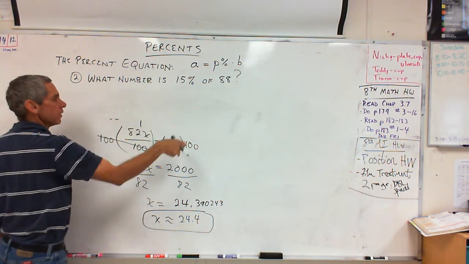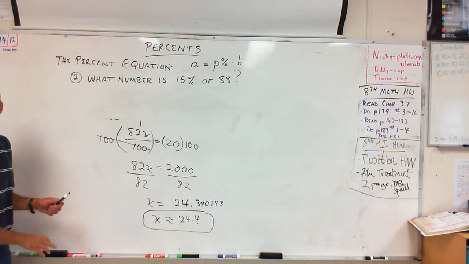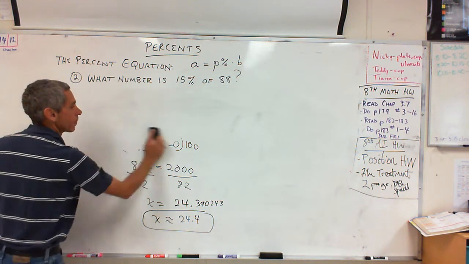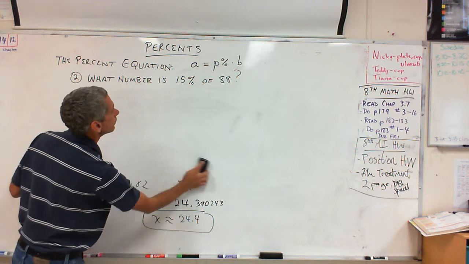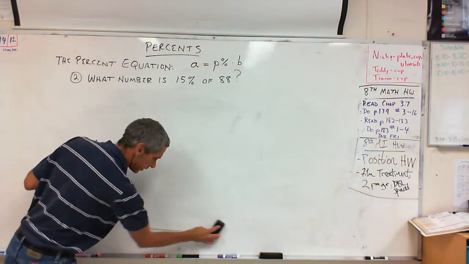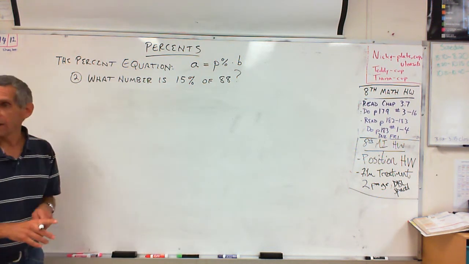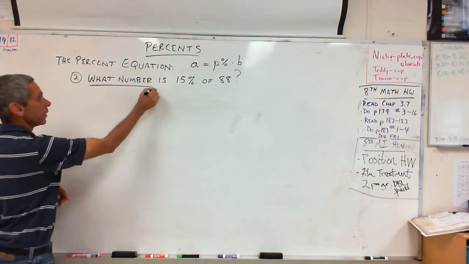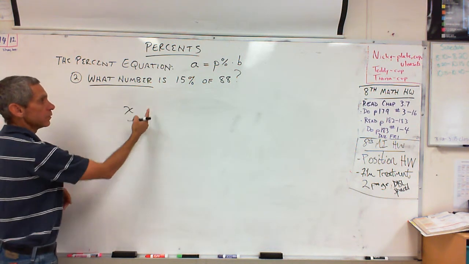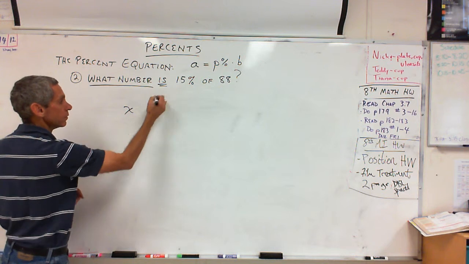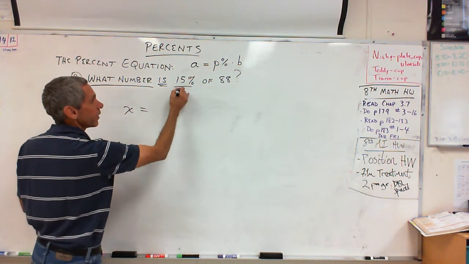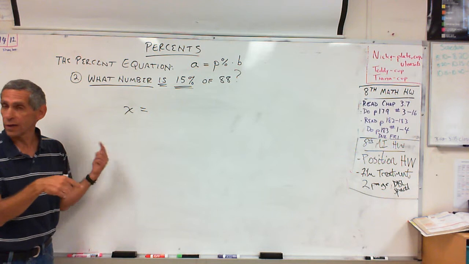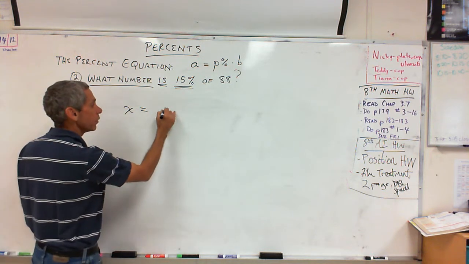Can I erase all this stuff down here yet? Would it be A equals 0.15 times 88? Yes, exactly. You just followed the words. What number? What's that going to be? A or X. Is equals. 15% written as a decimal is 0.15. I could put 15 over 100, or I could put 0.15.